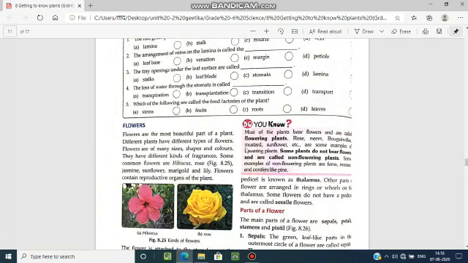Do you know most of the plants bear flowers and are called flowering plants? Rose, neem, bougainvillea, mustard, sunflower, etc. are some examples of flowering plants. Some plants do not bear flowers and are called non-flowering plants. Some examples of non-flowering plants are ferns, mosses and conifers like pine.